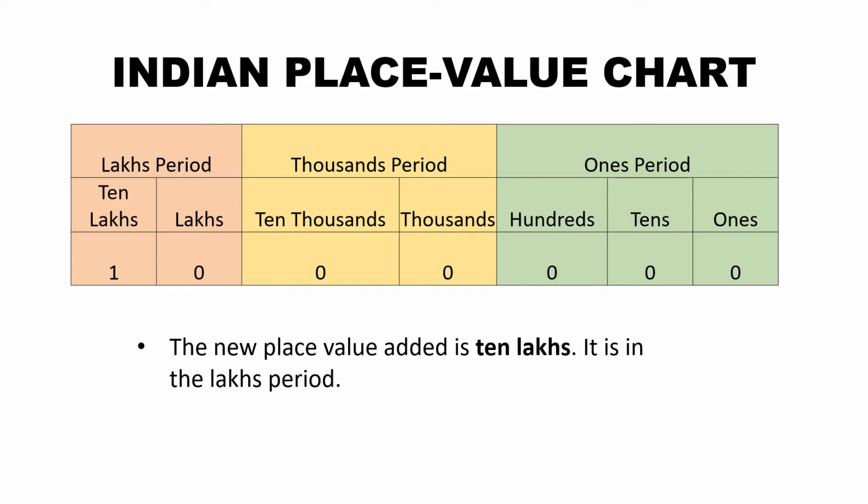In the ones period, we have ones, tens, hundreds. In the thousand period, we have thousand, 10,000. And in the lakh period, we have lakh, and the new place is 10 lakh. And 10 lakh is a 7-digit number.